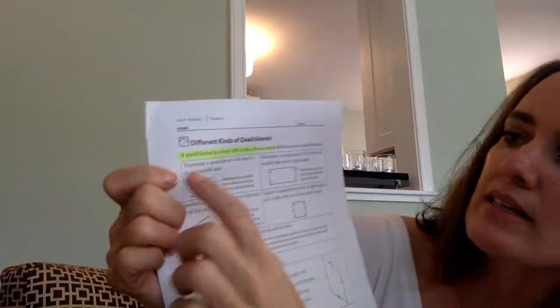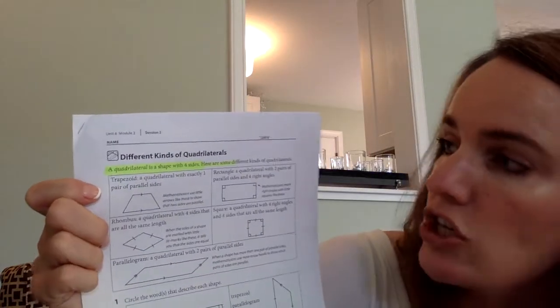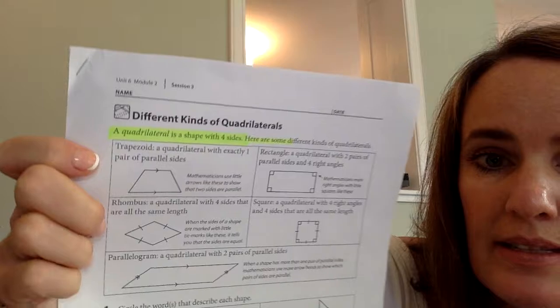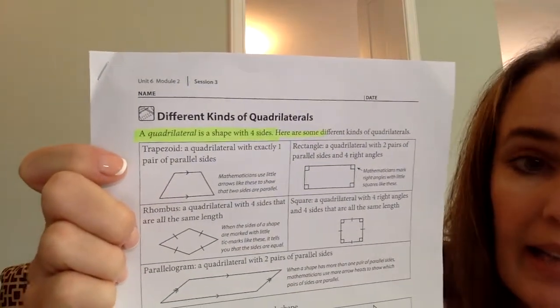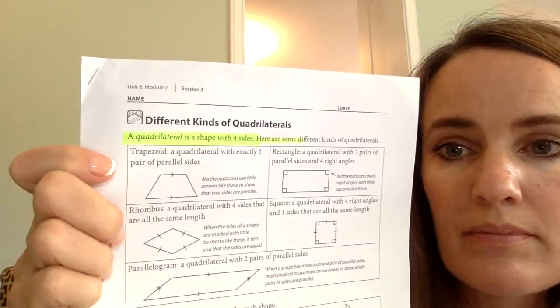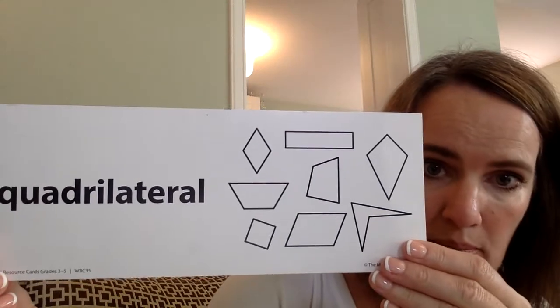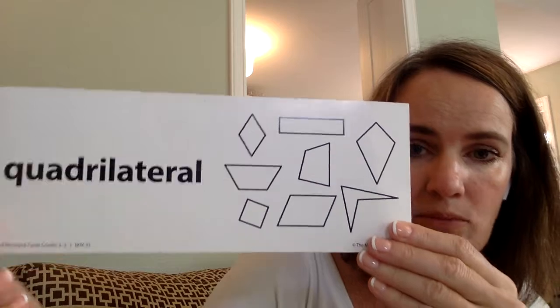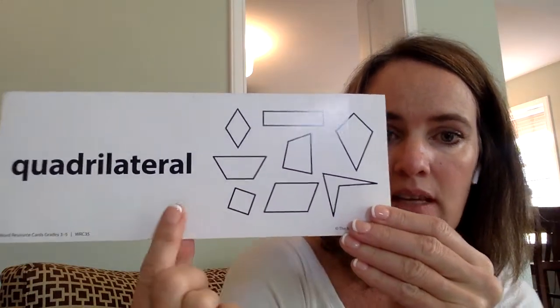I want you to do what I did here. See the definition. It says a quadrilateral is a shape with four sides. I want you to either underline or highlight, if your marker is a light color, that definition. Okay, so a quadrilateral is a two-dimensional shape with how many sides? Hold up 4 fingers. 4 sides.